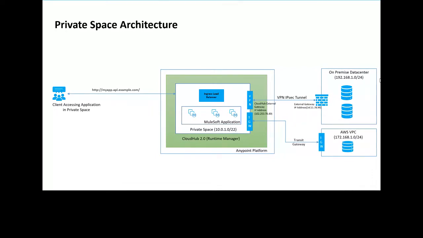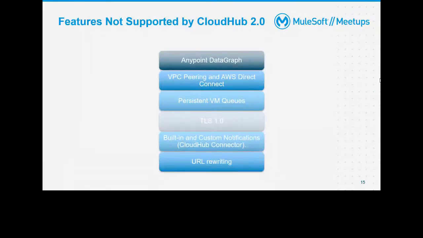Those kind of things right now. Okay. So what are the features not supported? Anypoint Data Graph is not supported. VPC peering and Direct Connect are not supported. We don't have a concept of persistent VMQ. It doesn't support TLS 1.0. It doesn't support the CloudHub connector. It doesn't support URL rewriting.